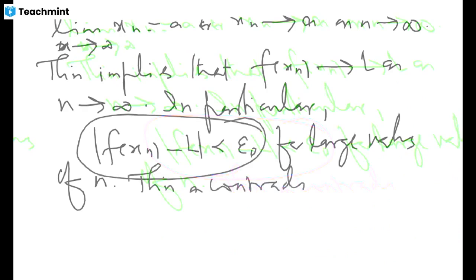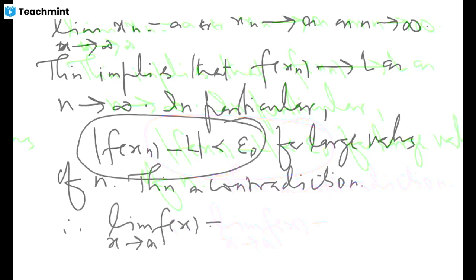And this contradiction is a consequence of what we have taken as an assumption, that the limit of the function doesn't exist. Therefore, we were wrong. Hence, the limit of this function exists at x equals A, and its limit is L. So this is a very important result which makes your definition of a limit equivalent to the convergence of a sequence.